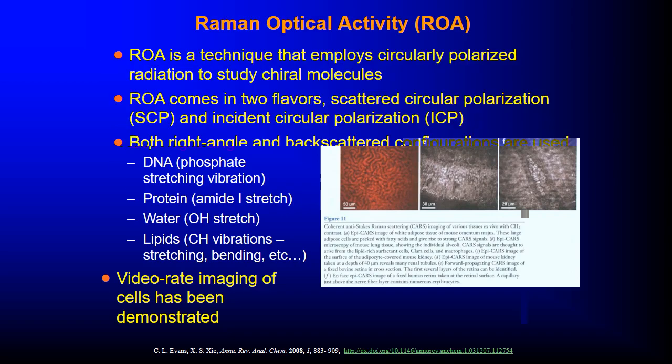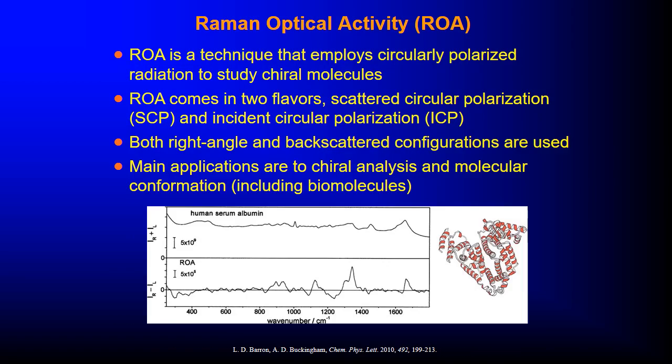Raman optical activity is a technique that employs circularly polarized radiation to study chiral molecules. Raman optical activity comes in two flavors: scattered circular polarization and incident circular polarization. Both right angle and backscattered configurations are used. Main applications are to chiral analysis and molecular conformation.